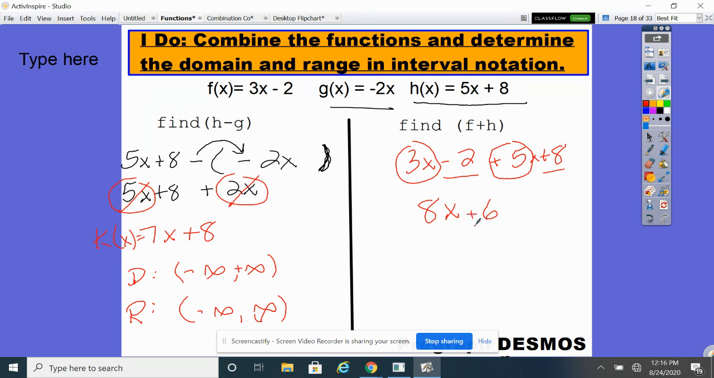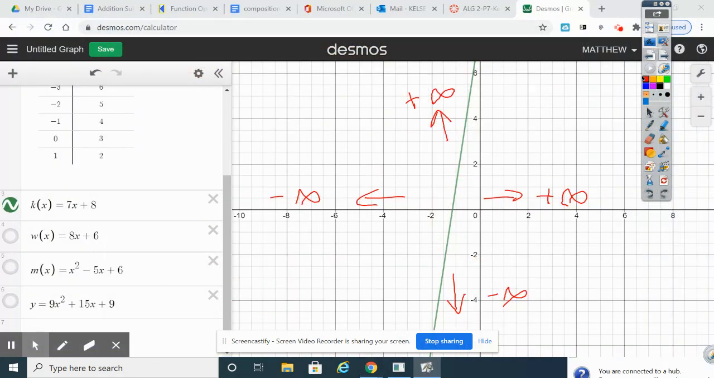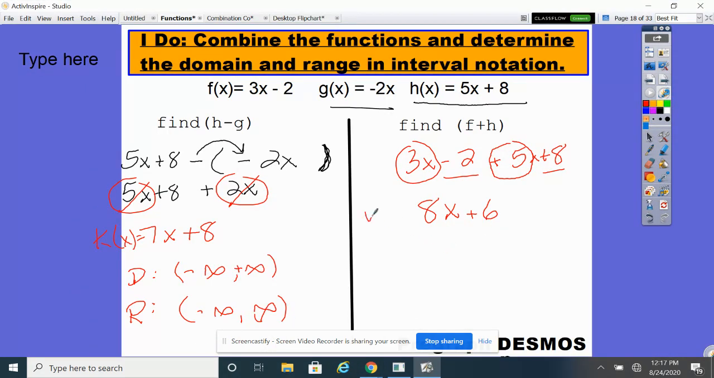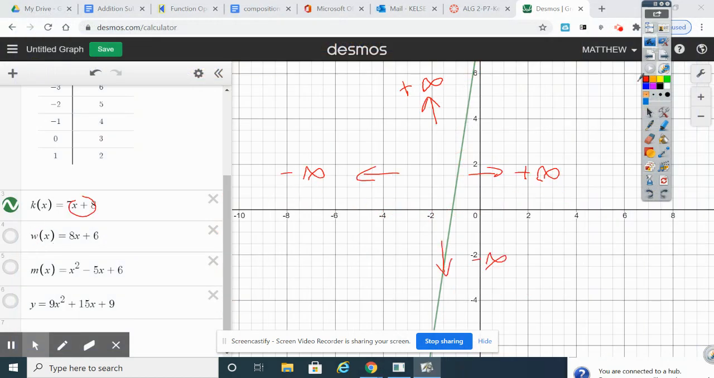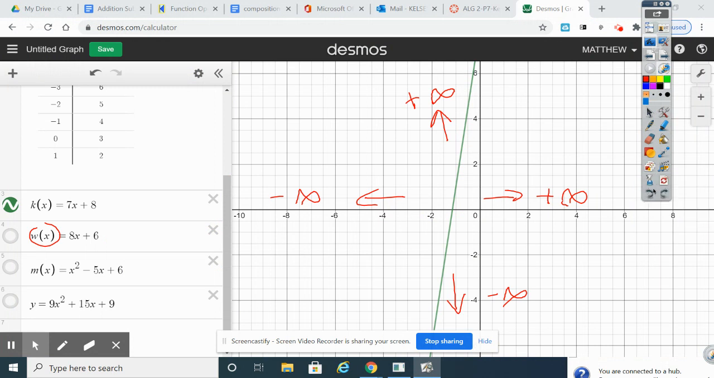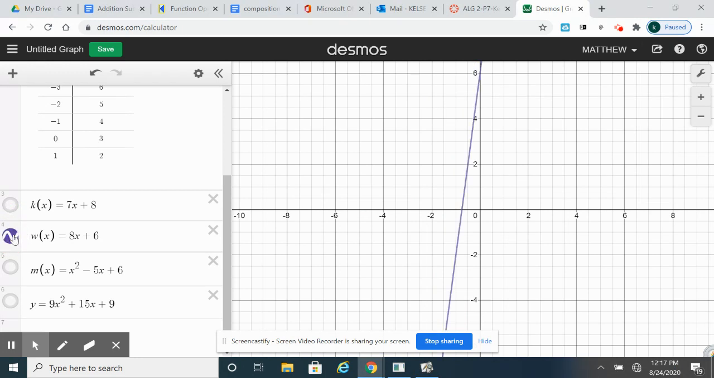Remember, we want to rename this. Let me go see what I renamed mine. I forget now. I named it w of x. So I'm going to write w of x. I picked a new letter. x is still the variable in here, so that part's got to stay the same. And now I'm going to go to my Desmos, clear everything I've typed. I've got to turn off k of x from the last problem, turn on w of x.